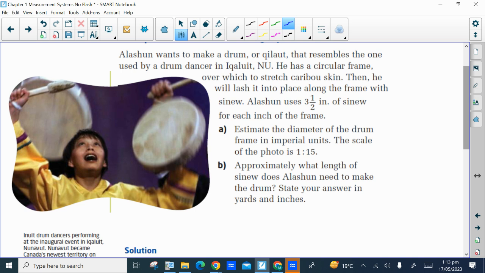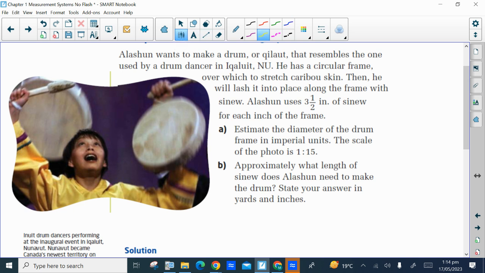Alison wants to make a drum that resembles the one used by a drum dancer in Iqaluit, Nunavut. He has a circular frame over which to stretch the caribou skin. Then he will lash it into place along the frame with sinew. He uses about 3.5 inches of sinew for each inch on the frame. So the frame is circular.